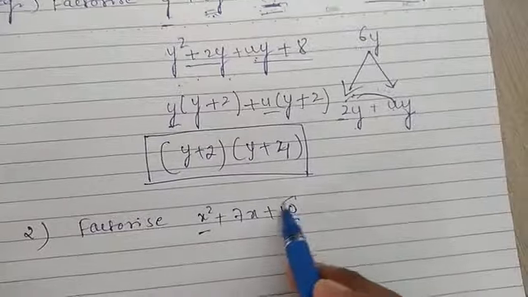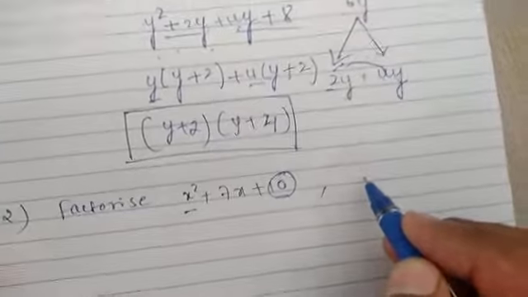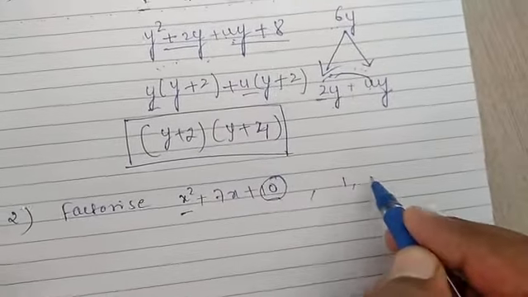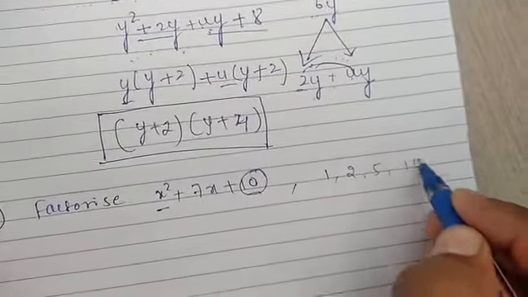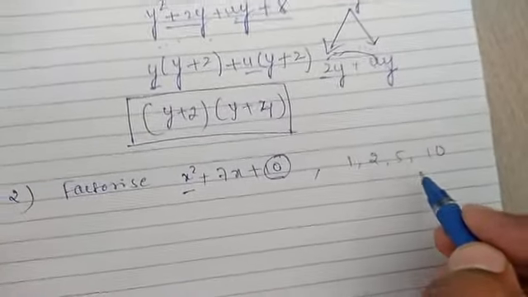First you have to find the factors of 10. What are the factors of 10? 10 is divisible by which numbers? 1, 2, 5, 10. Correct? That is correct. These are the factors of 10. Clear?